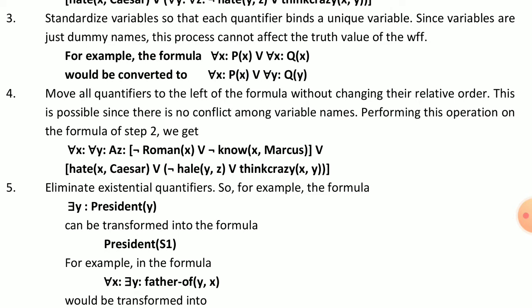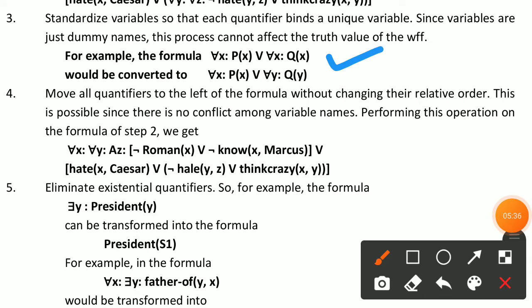For example, the formula for all x P(x) or for all x Q(x) would be converted to for all x P(x) or for all y Q(y). The first sentence is for x and the second is for y. So here we take two different variables x and y and make the equation like this.